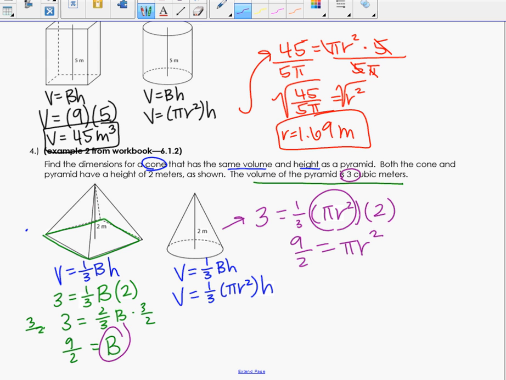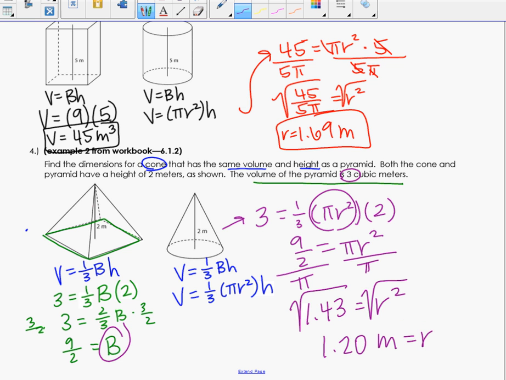So I am going to divide by pi. You end up getting like 1.43 something. You can obviously throw that in your calculator and then square root that answer, so you don't need to round, but you end up getting 1.20, and that's meters for your radius. So in order for these two shapes to have the exact same volume, and they obviously have the same heights from the picture, if that's going to happen, the 1.2 needs to be your radius.